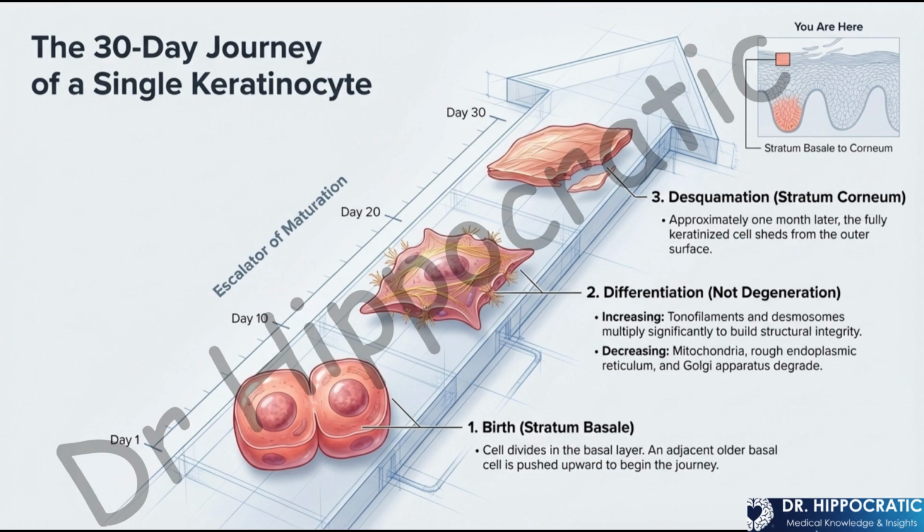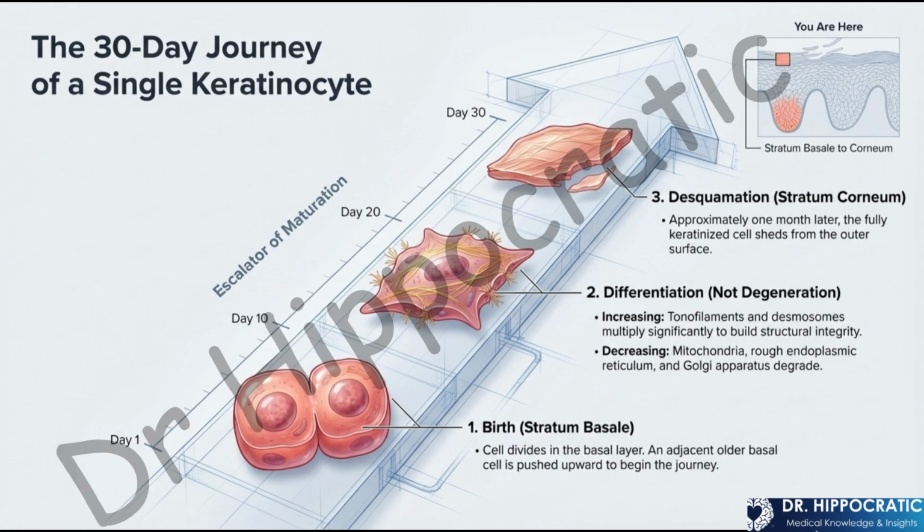Slide 4 illustrates the timeline of this whole process. It's titled, The 30-Day Journey of a Single Keratinocyte. I really love the visual the source uses here. It's described as an escalator of maturation. It's a perfect analogy. So on day 1, our little cell is born down in the stratum basale. It divides, and the older cell gets pushed upward onto the escalator.